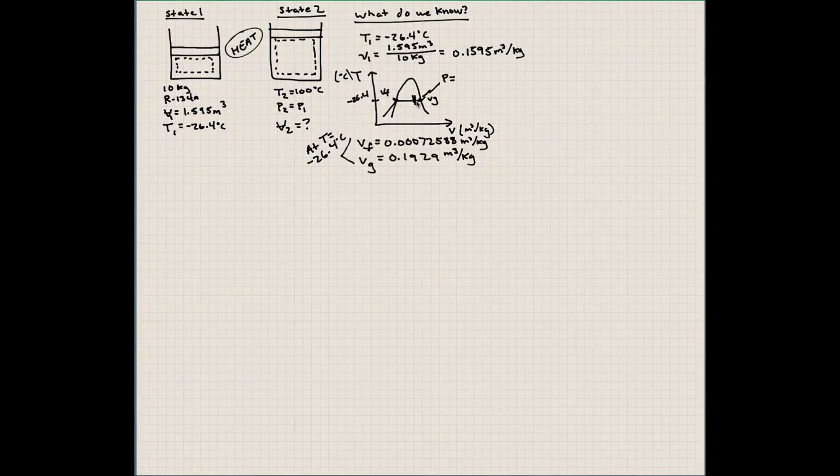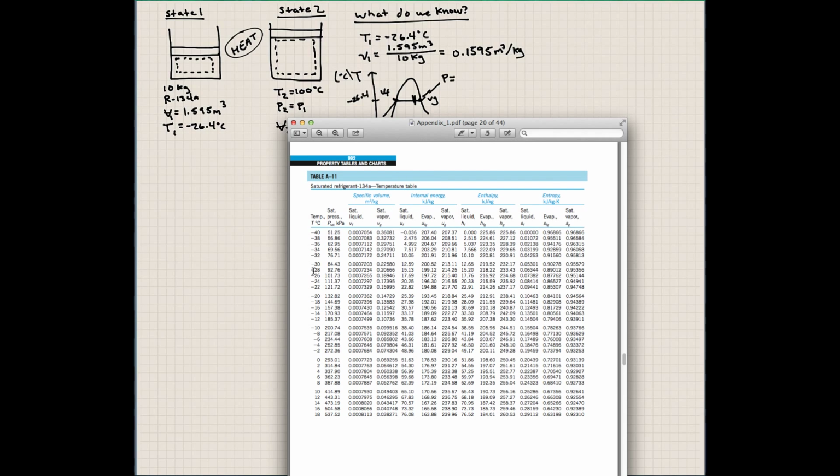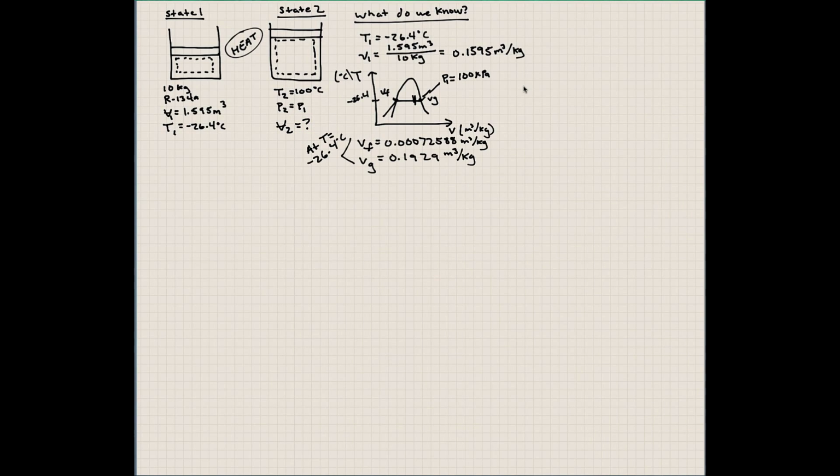Now that I know we're a saturated mixture, I know the pressure has to be between 101.73 and 92.76. If I perform my interpolation calculation, we can show that the pressure is 100 kilopascals. That does lie in between these two, as a secondary check. So that's the initial pressure, and remember, we established that the initial pressure is equal to the final pressure. At state 2, what we're really interested in is finding the final volume.